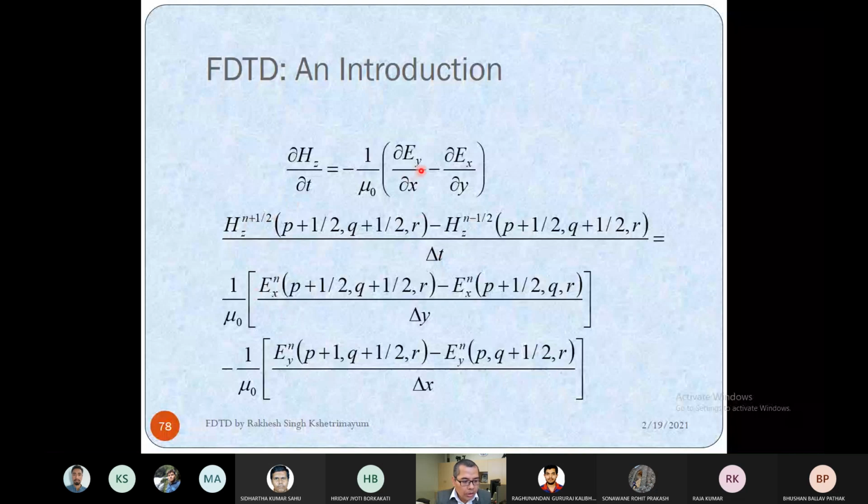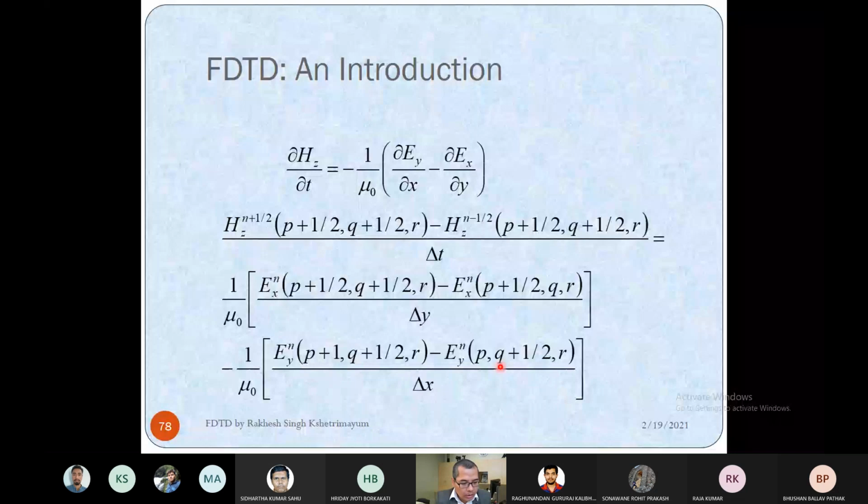Similarly, ∂Ey/∂x. Ey is at the center of the edges along the y-axis, so the y running index q would be q plus half here. Then the partial derivative with respect to x, so p plus 1 minus p, divided by delta x.